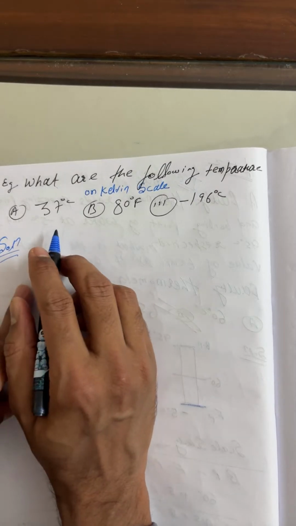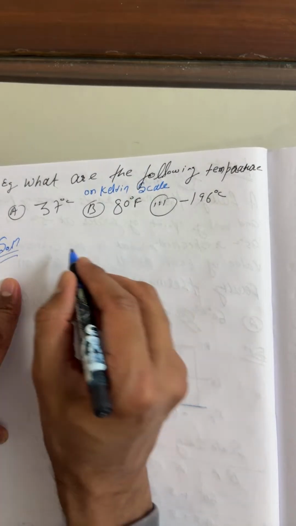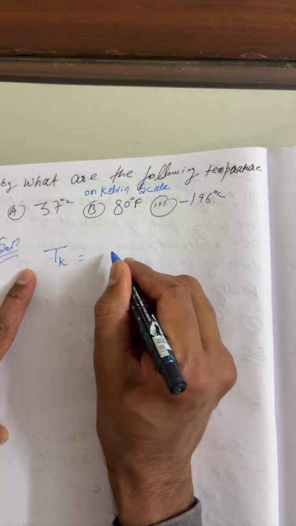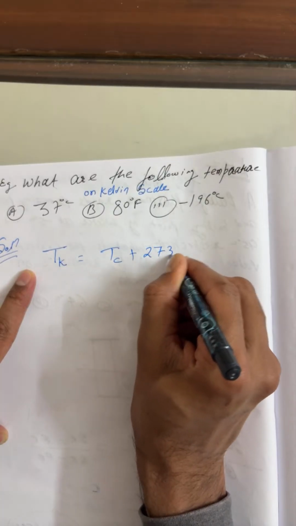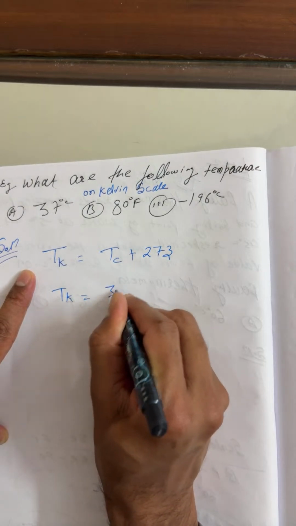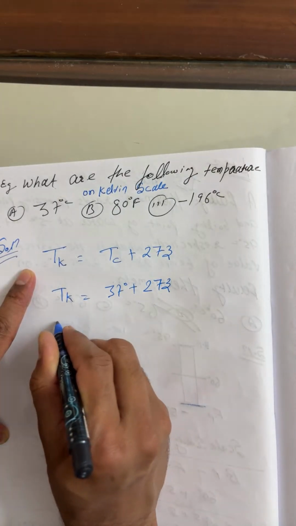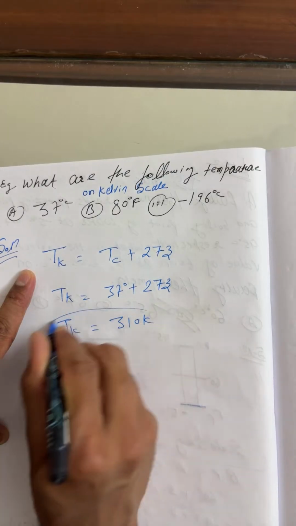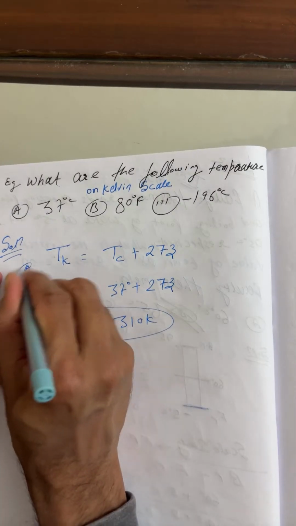Okay, so beta, this is 37 degrees Celsius. Temperature in Kelvin, you can easily find. This is temperature in degrees Celsius plus 273, I hope all of you know. So temperature in Kelvin is 37 degrees Celsius plus 273. So temperature in Kelvin, you can take 310 Kelvin. This is part A.